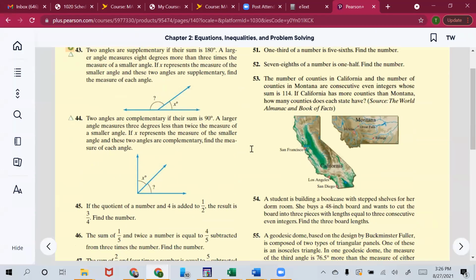So number 44: 2 angles are complementary if their sum is 90 degrees. We know that. A larger angle measures 3 degrees less than twice the measure of a smaller angle. If x represents the measure of the smaller angle and these 2 angles are complementary, find the measure of each angle. Okay, so they've given us our x. That's great.